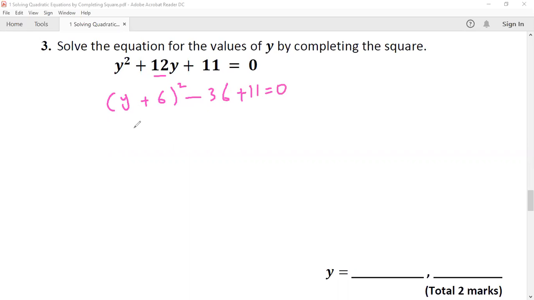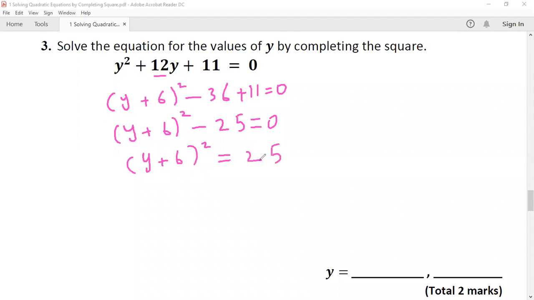And simplifying this will give me y plus 6, I rewrite as it is, but minus 36 plus 11 will simplify to minus 25. And adding 25 to both sides, I'm going to get y plus 6 all squared equals 25. And then I square root both sides.